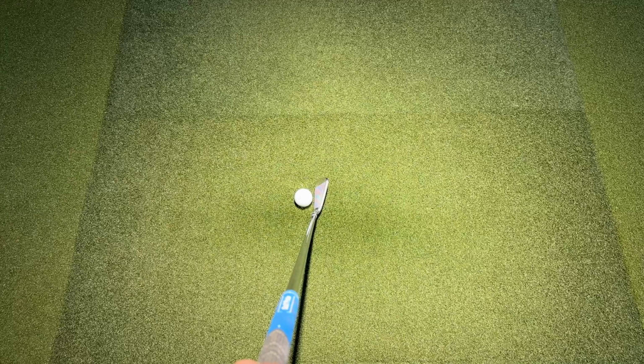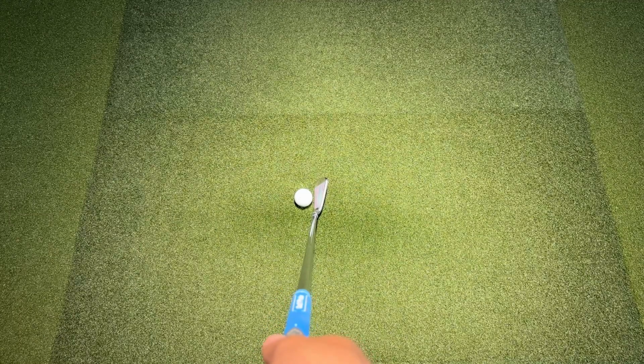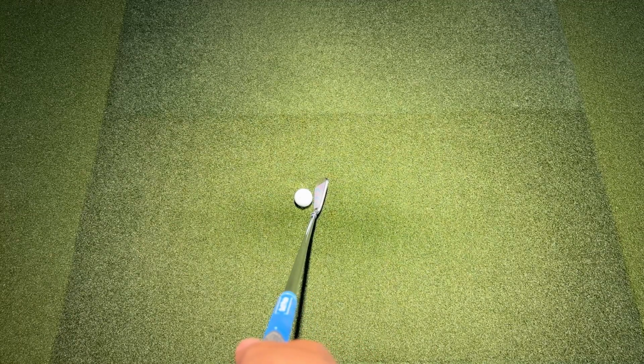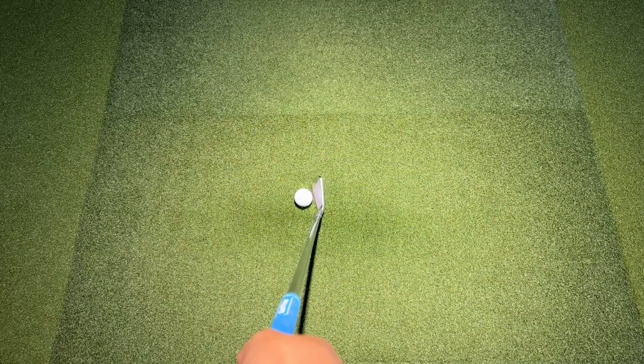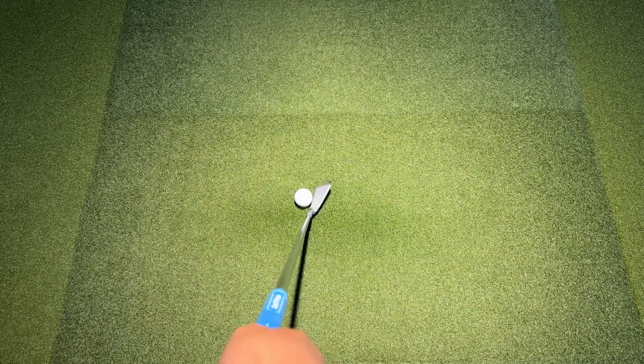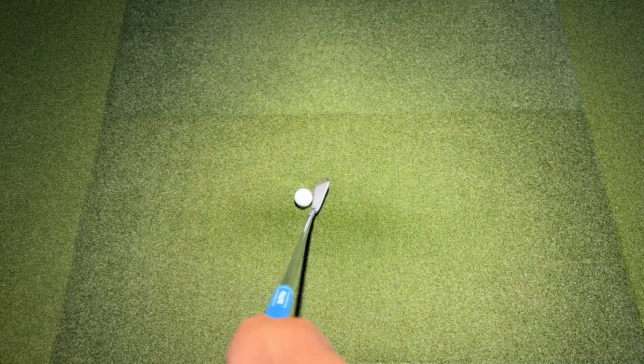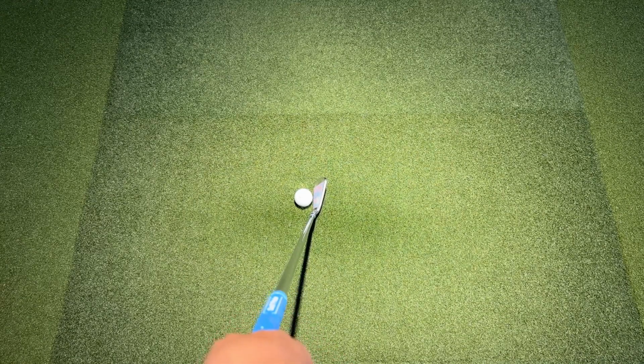Looking down from a player's perspective, what you see here is widely considered a neutral face angle, where it's pointing straight down the target line. What you see here is face open and face closed, pointing left. Your face angle will determine the start line of the ball, or at least 85% of the start line of the ball, assuming middle contact.